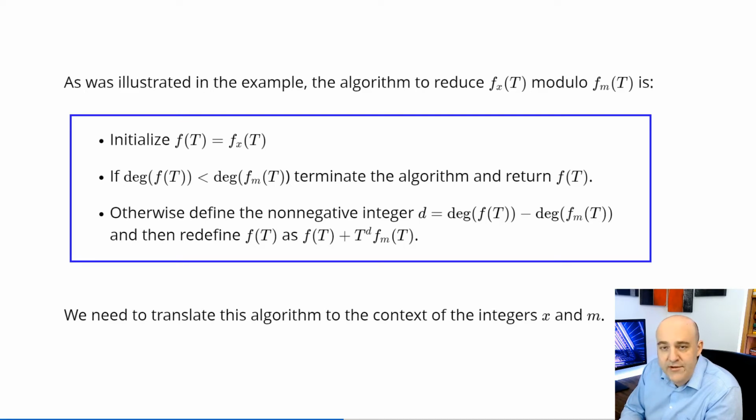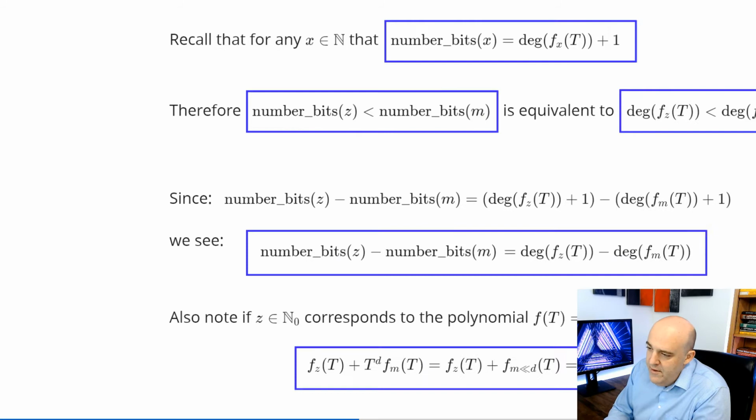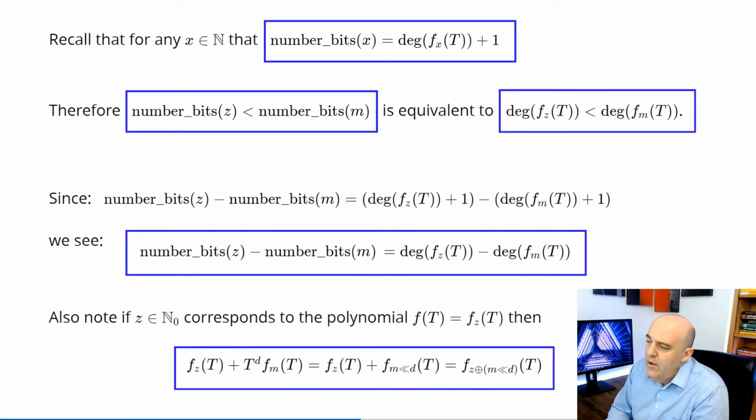So our goal is to translate this algorithm, which takes place in the polynomial ring, back into non-negative integers where our code takes place. Well, notice that the number of bits is essentially the same as the degree, right? Remember, the number of bits of x is the degree of the associated polynomial fx of t plus 1. So that condition that the degrees be less than each other is the same as the condition that the number of bits be less than each other, right? Those are equivalent. So we could rephrase the statement about degrees in terms of the number of bits.